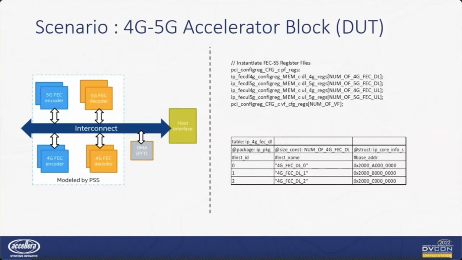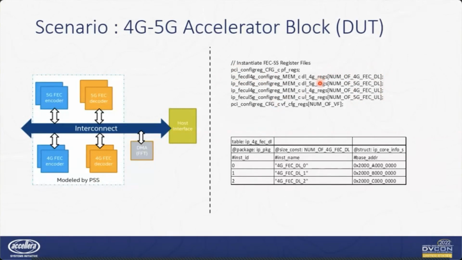So how does HSI fit into this picture? As you can see, we have multiple instances of these 4G decoder, 5G decoder. So basically, this is multiple instances of the same register file. When we are instantiating the register component, we are basically instantiating it as an array depending on the number of instances of the component.